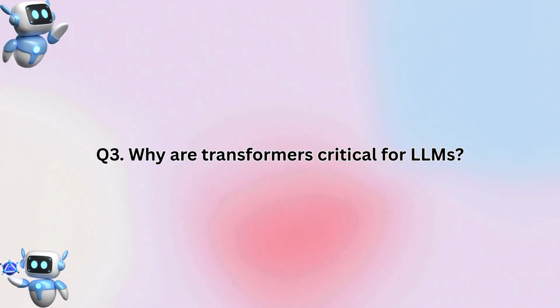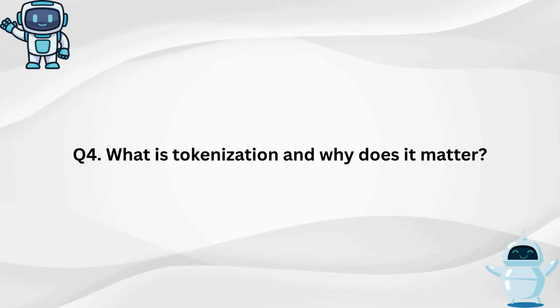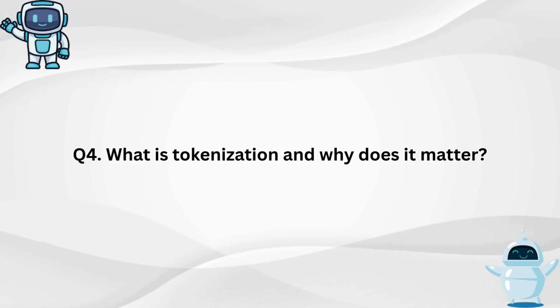Why are transformers critical for LLMs? Transformers solve the two big NLP problems: context and scale. Self-attention lets every token look at every other token, capturing long dependencies. Unlike RNNs, they process sequences in parallel, making billion-parameter training feasible. This efficiency and context modeling power are why GPT-4 and PaLM exist today. Transformers made them possible.